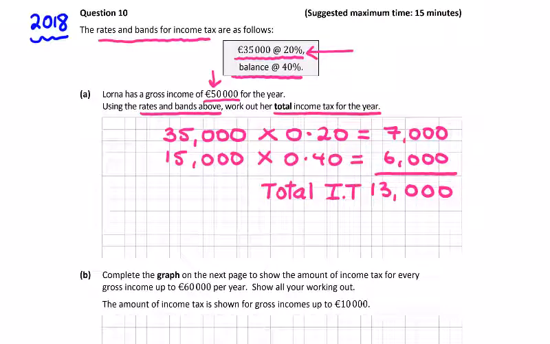You give yourself more room than me. So complete the graph on the next page. Take your time at graphs. You can see here 15 minutes showing the amount of income tax for every gross income up to 60. Slightly different than the 50, be careful. And then the amount of income tax shown. So we're given up to 10,000. So let's see what they're looking for here.